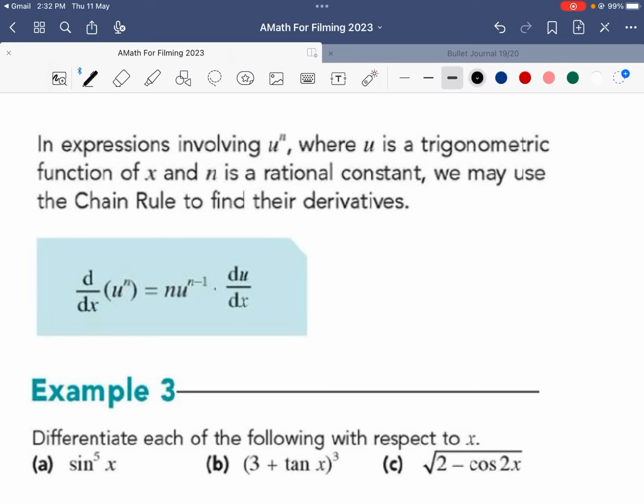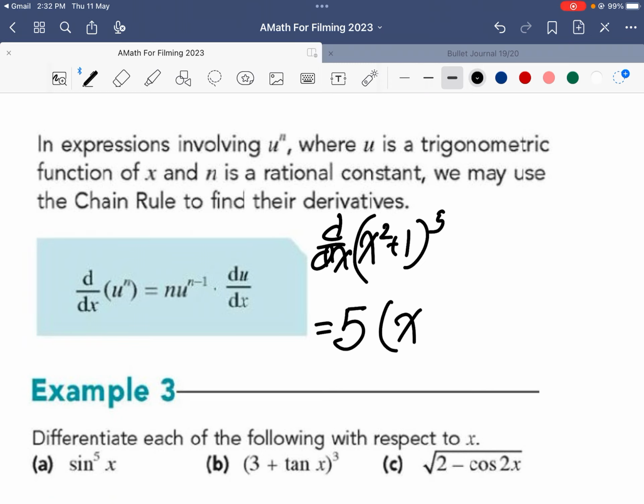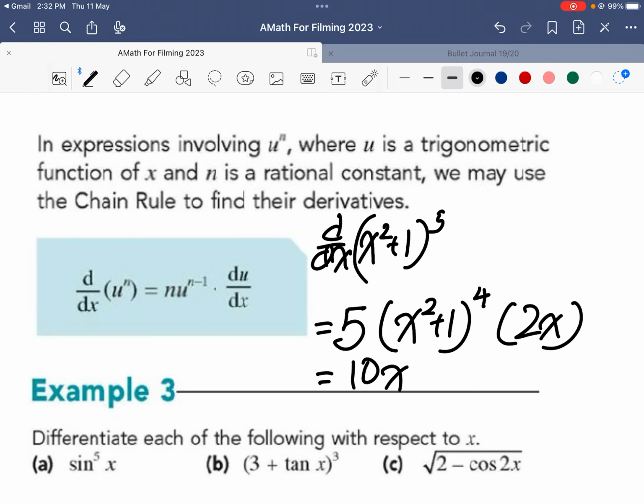So if you remember the chain rule, for example, if I have x squared plus 1 to the power of 5, I'm differentiating this. I take the product of the power, the index is 5, x squared plus 1, reduce the power, 5 minus 1 is 4. I differentiate what's inside the bracket, I get 2x. So I will get 10x, x squared plus 1 to the power of 4. When you work with sine, it's also the same thing.